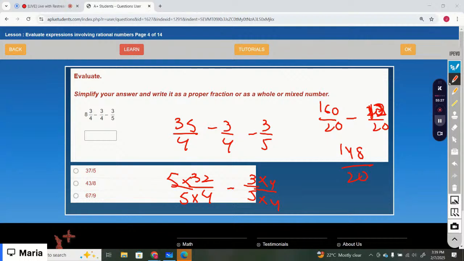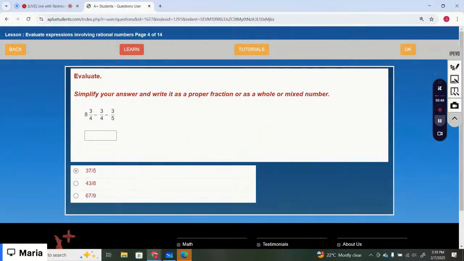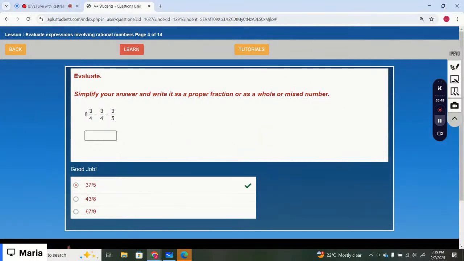Divide them by 4. That is 37 over 5. The common factor that can divide both numerator and denominator is 4. So the correct option is 37 over 5. Option number 1 is the correct option.